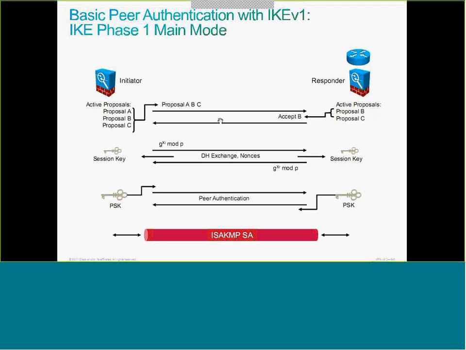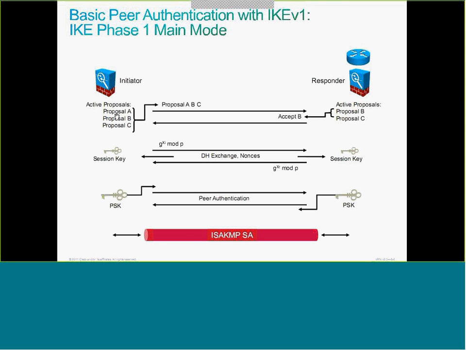These proposals, in terms of configuration, are nothing but the ISAKMP policies that you configure on the devices. Whenever we talk about the ASA firewall, we configure some ISAKMP policies, which define the authentication method, the encryption algorithm, the hashing algorithm we make use of, and the key exchange group, that is, the Diffie-Hellman group.